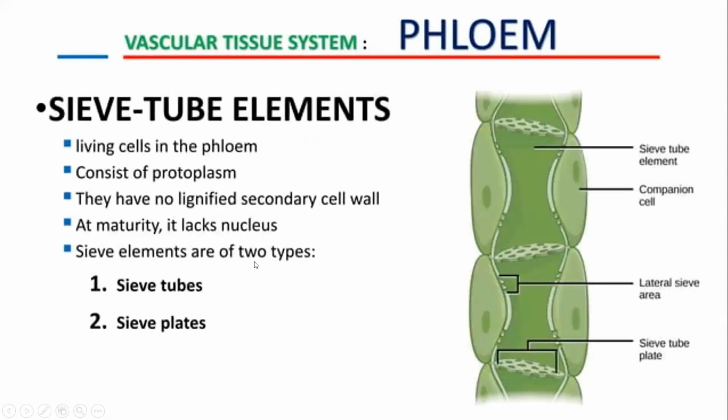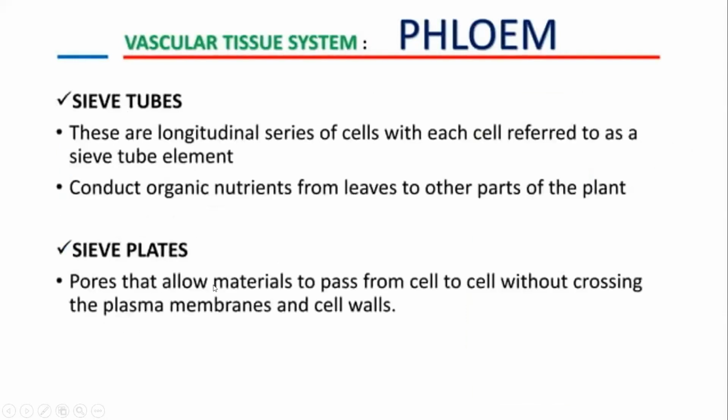So here the sieve elements, again two types: sieve tubes and sieve plates. Sieve tube means these are the longitudinal series of cells, with each cell referred to as a sieve tube element. The main function is conduction of organic nutrients from the leaves to the other parts of the plant. Sieve plates contain pores that allow materials to pass from cell to cell without crossing the plasma membrane and cell walls.